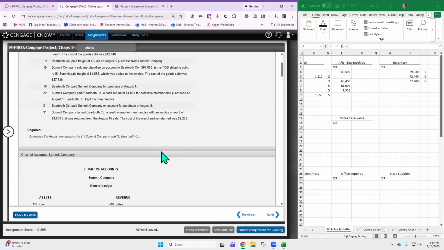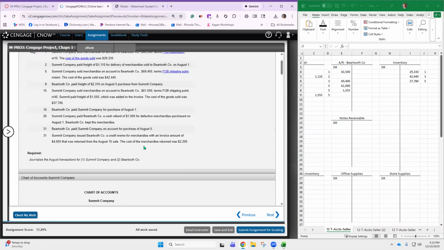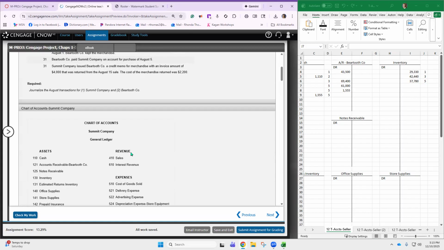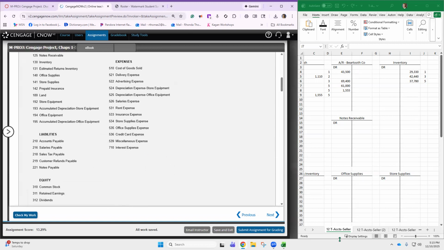So the seller has made 3 sales to the buyer, which is Beartooth, right? Now Beartooth is going to start paying for things, right? So on August 16th, Beartooth is going to pay Summit for the purchase of August 1st. Okay, for the purchase of August 1st. So I'm going to go over here to Beartooth's T accounts.